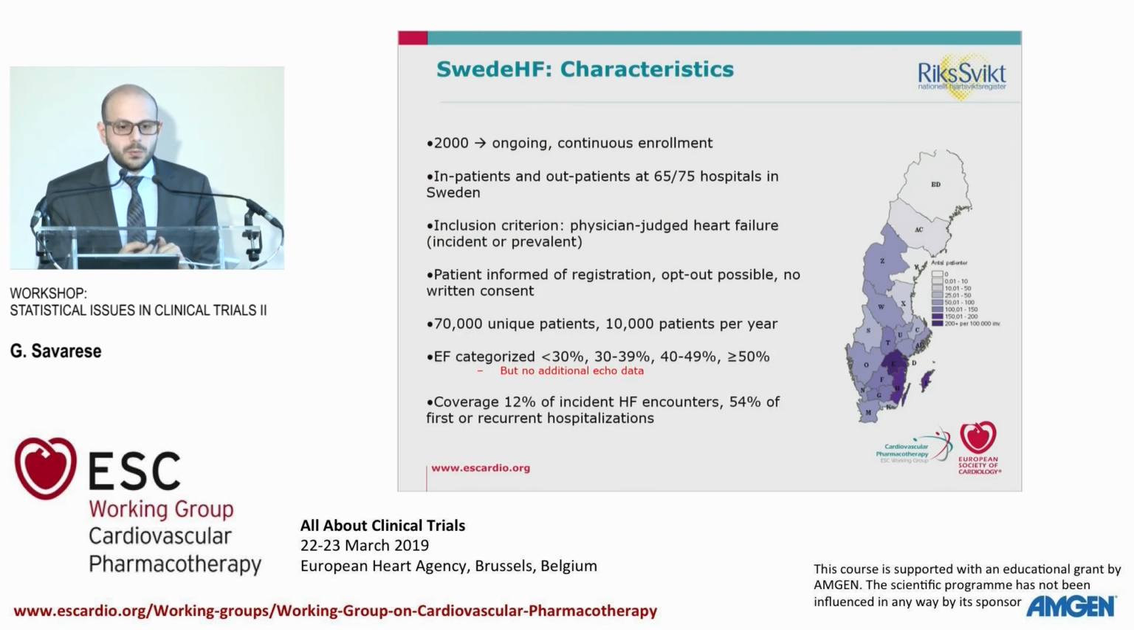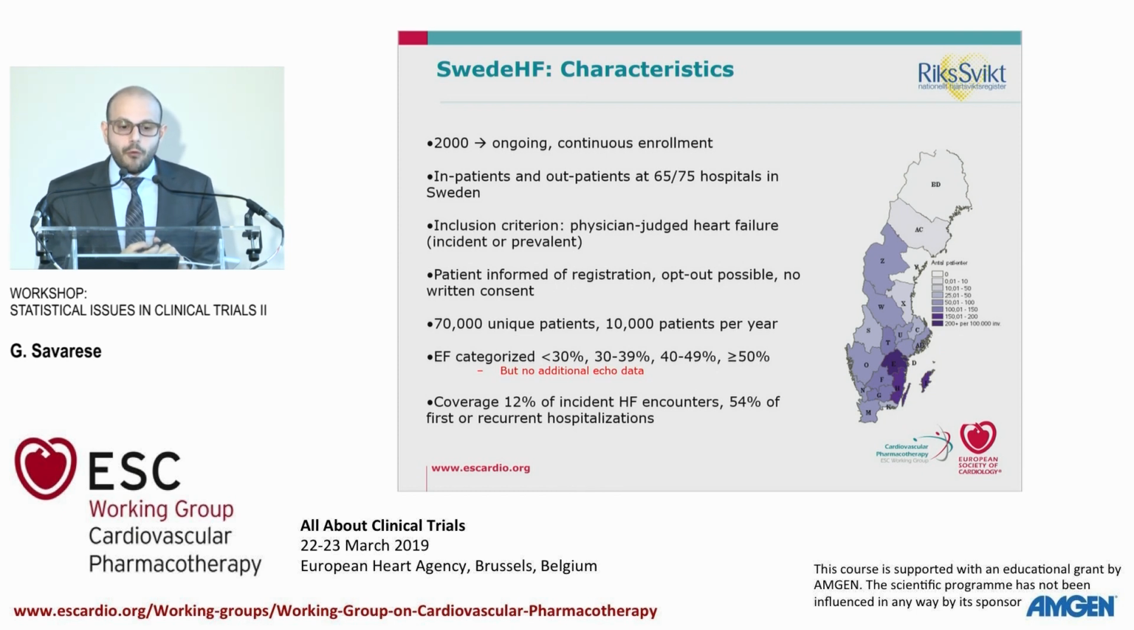So we focus on the Swedish heart failure registry that was created in 2000. It's an ongoing registry, so the enrollment is continuous. Also, right now, they are enrolling patients. This registry includes both inpatients and outpatients at 65 or 75 hospitals in Sweden. This kind of registry has only one inclusion criterion, that's physician-judged heart failure. So it's a very broad inclusion criterion. There are not really exclusion criteria. So we may say that this is really representative of the heart failure population.